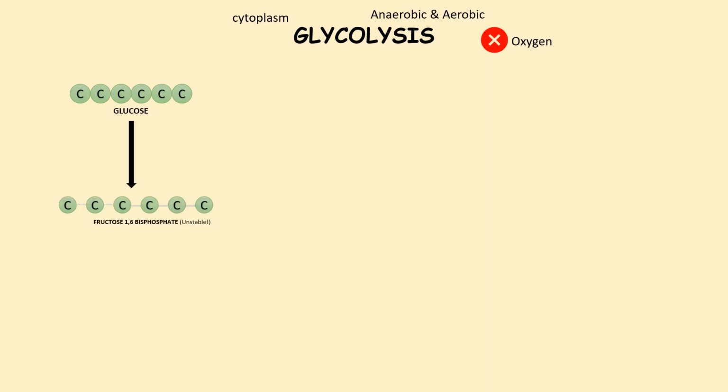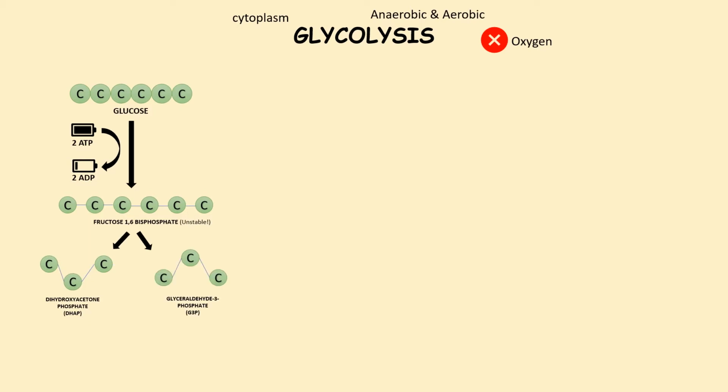In the first part, fructose 1,6-bisphosphate will be formed. Fructose 1,6-bisphosphate is a very unstable compound. This process requires 2 ATP. Next, fructose 1,6-bisphosphate splits into two types of 3-carbon molecule, dihydroxyacetone phosphate (DHAP) and glyceraldehyde 3-phosphate (G3P).